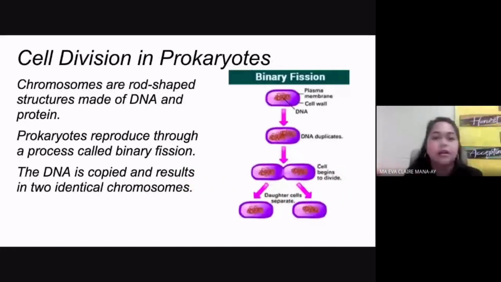Now, there is a very important part of the cell which we call chromosomes, okay? Chromosomes are rod-shaped structures made of DNA and proteins. Oftentimes we say chromosomes are condensed forms of DNA, okay? So these structures contain your genetic information, okay?